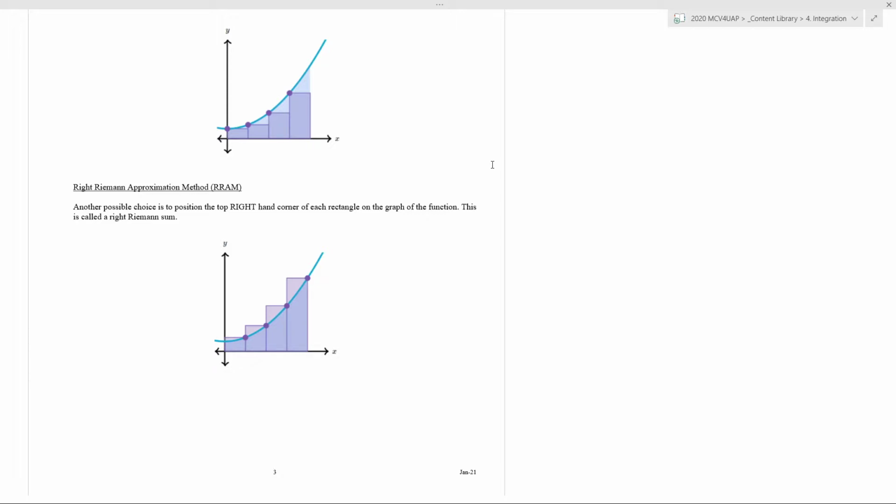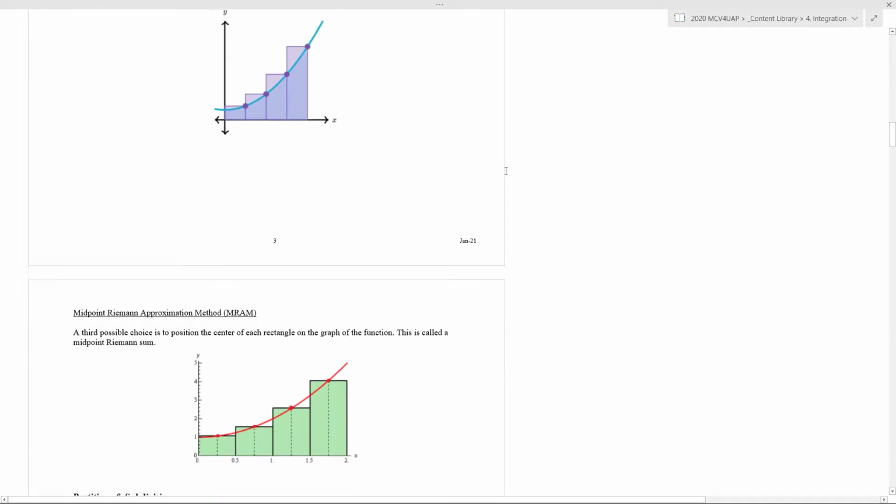Now, in the first picture with LRAM, definitely an under approximation. But with the RRAM, we have an over approximation because our heights extend above the graph when we draw the rectangles. You can see we've got these four pieces of the rectangles that are above our function. So that would be an overestimate.